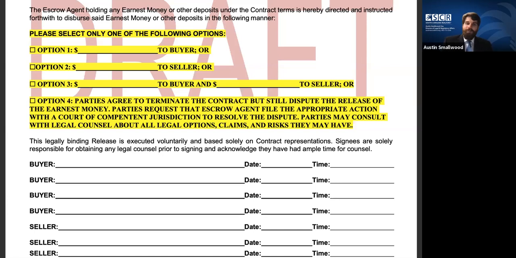A reminder that the amount in dispute, if it's $7,500 or less, will put you in magistrate court. Anything other than that will put you into circuit court. So you want to make sure that you're keeping that in mind when putting in your escrow amounts, your earnest money amounts.